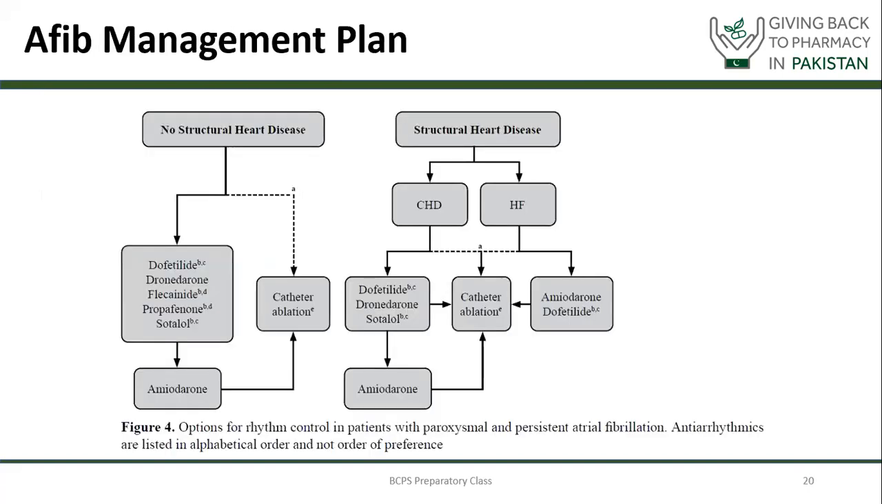The AFib management plan is this. There are two kinds of heart: first, the heart with no structural disease, and the other, the heart with structural disease. If the heart has AFib and has no structural heart disease, you can start with dofetilide, dronedarone, flecainide, propafenone, or sotalol.